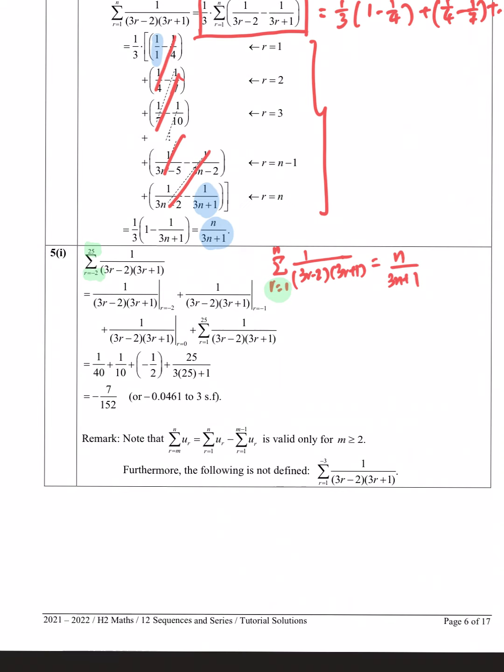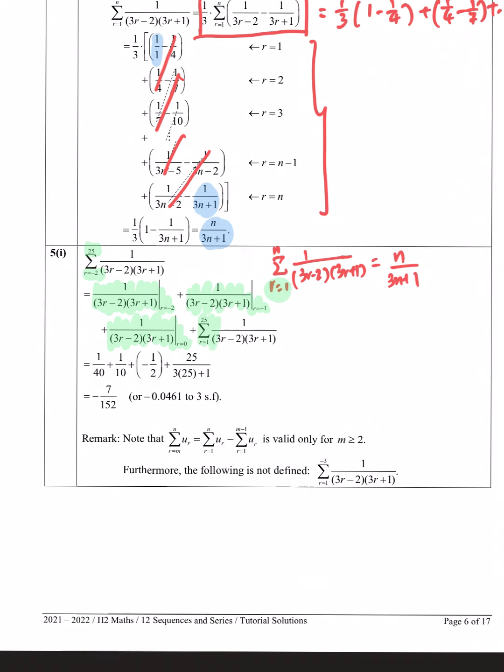So what we need to do is see whether we need to add extra terms or subtract away terms. Since we are beginning with r equals minus 2, we have extra terms. What are the extra terms? The extra terms are when r equals minus 2, r equals minus 1, r equals 0. Don't forget this: when r is equal to 0, it doesn't mean that the term is 0. And finally, we add the sum from 1 to 25.